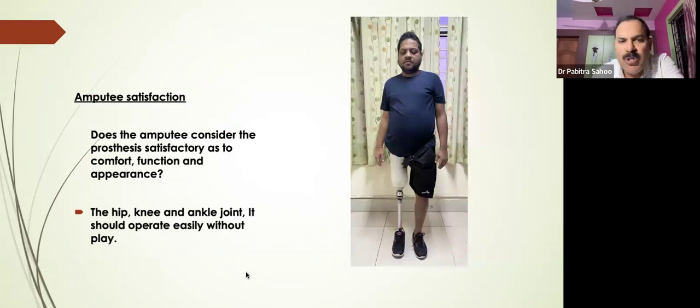And amputee satisfaction is paramount. Unless the amputee is satisfied, he is probably not going to use the prosthesis. He will either go to another place to have a new prosthesis, or he will prefer to move with a crutch, a pair of crutches, or using a tricycle or wheelchair. So we should always look for the comfort, function, and satisfaction of the amputee using the prosthesis.